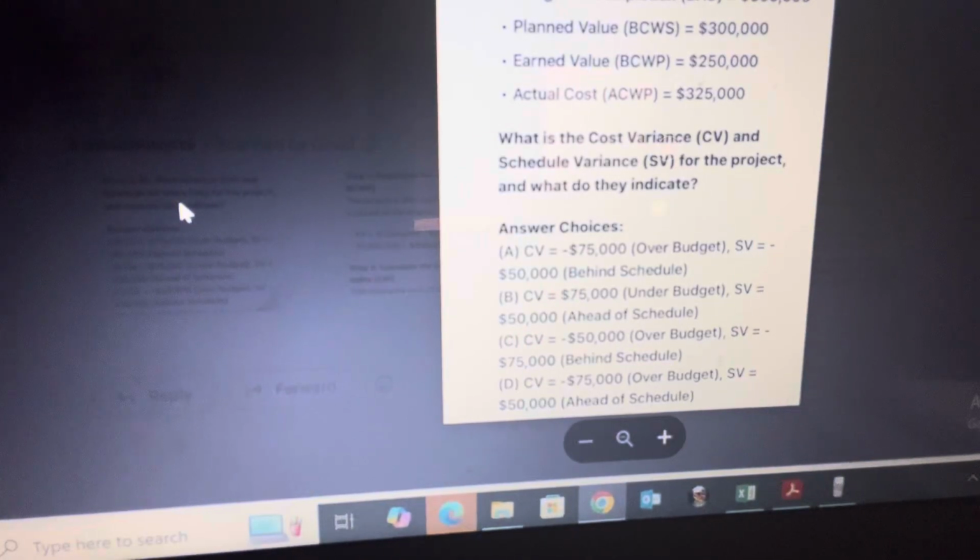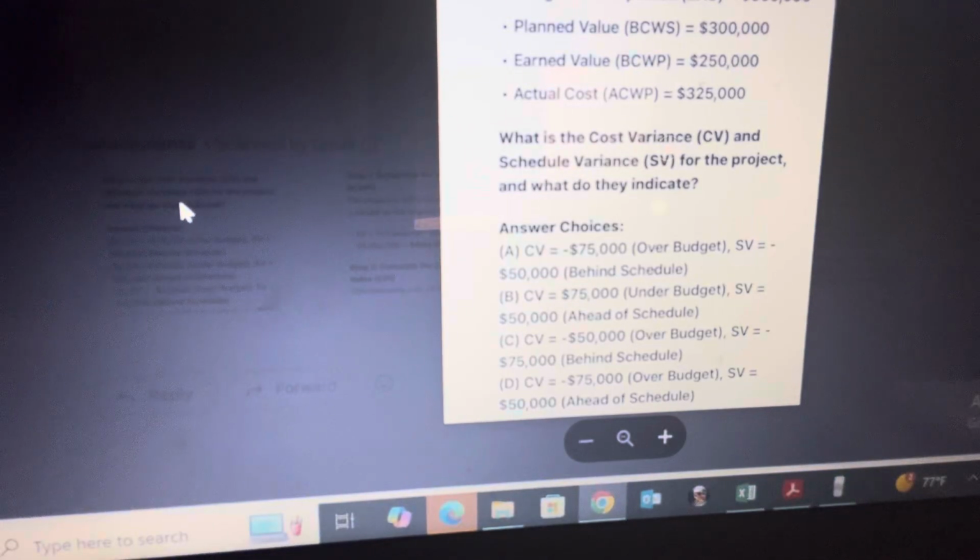And we have the multiple choices. This is a question about the first parameter, which is the variances. Variance is very simple. It's earned value minus the scheduled value for the schedule variance, and earned value minus the actual cost for the cost variance. So, that's what he was asking.